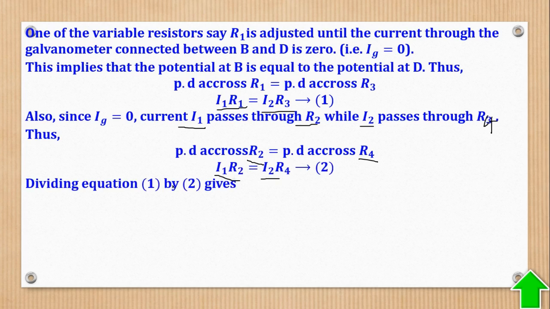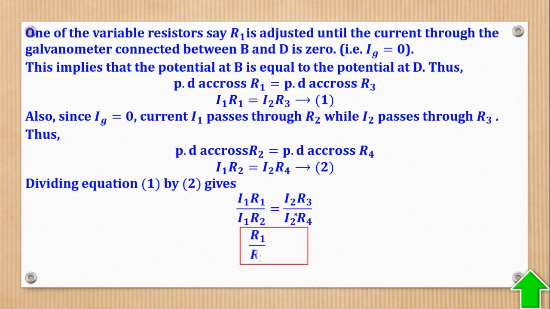So when I divide these two equations, equation 1 by equation 2, I'll come up with this. Then I realize that this I1 can cancel and this I2 can cancel. So what we remain with is what we call the balance condition of a Wheatstone bridge.